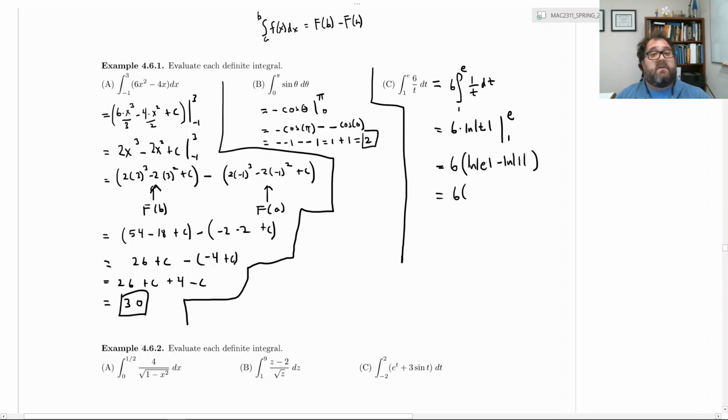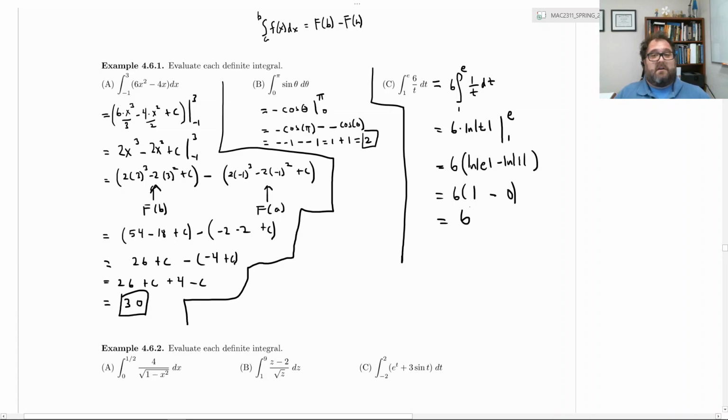6, what's natural log of e? Well, natural log of absolute value of e is e, because e is a non-negative number. What's natural log of e? It's 1. Minus, again, 1 is a non-negative number, so natural log of absolute value of 1 is natural log of 1, which gives you 0. 6 times 1 minus 0, 6 times 1, 6.